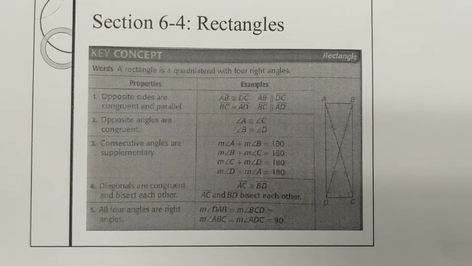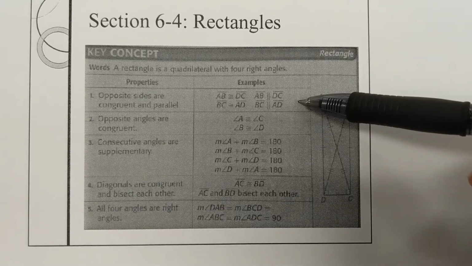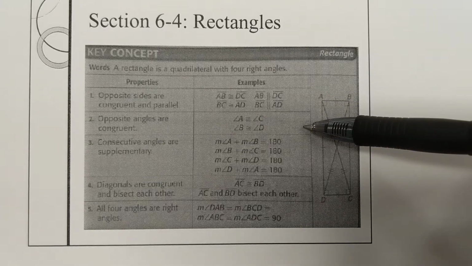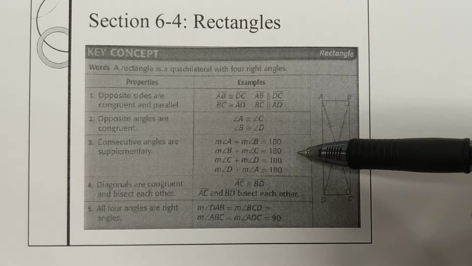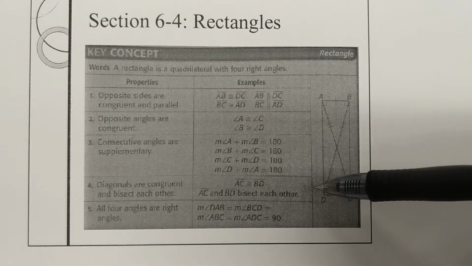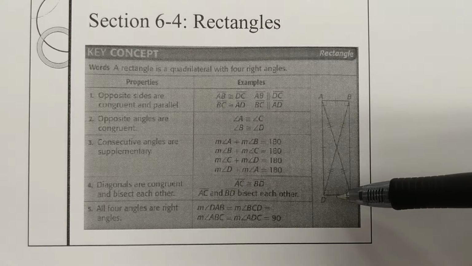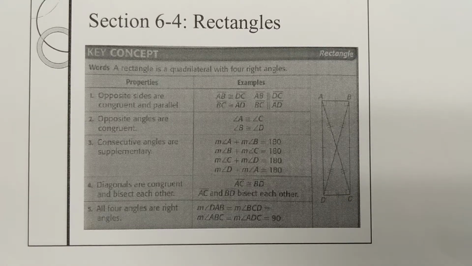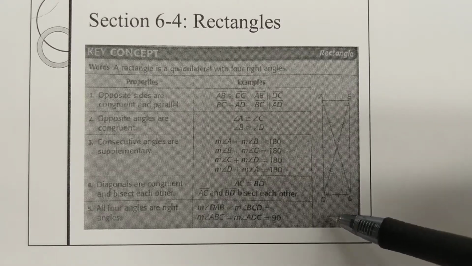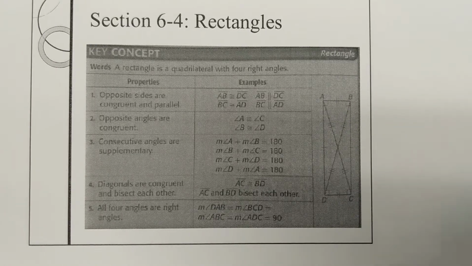Just some more reminders of properties of rectangles. First off, opposite sides are both parallel and congruent. Opposite angles are congruent. Consecutive angles are supplementary, so A plus B is 180, B plus C is 180, and so on and so forth. Diagonals are congruent and bisect each other. The bisecting each other part is a parallelogram property. The congruent part is a rectangle property. And lastly, all 4 angles are right angles. So A, B, C, and D are all right angles.